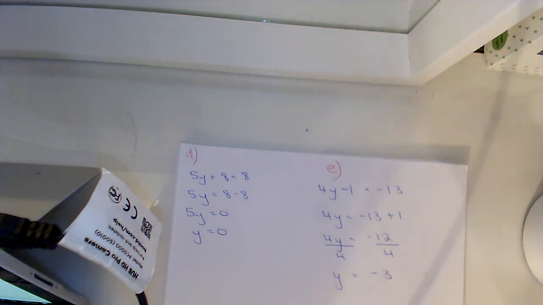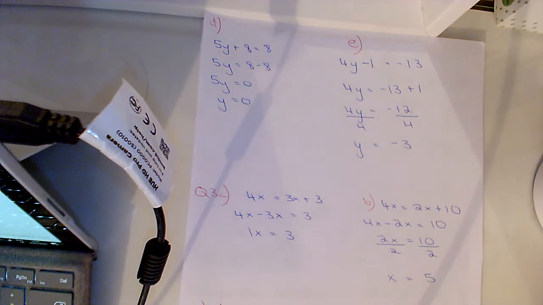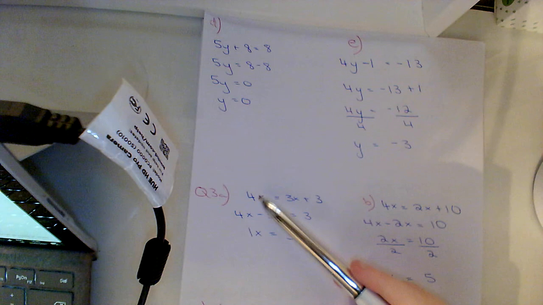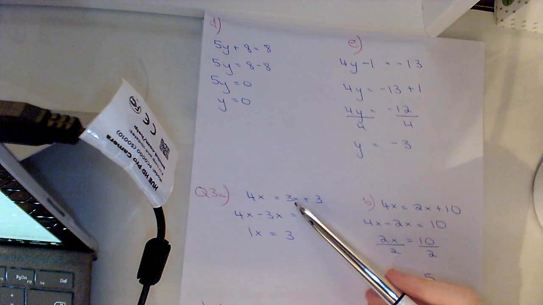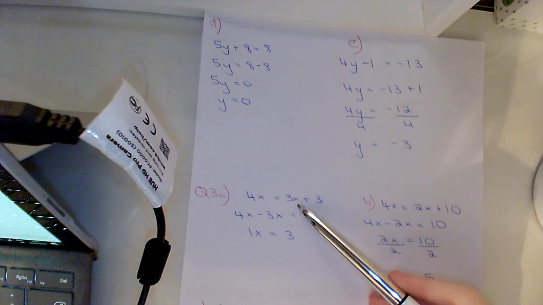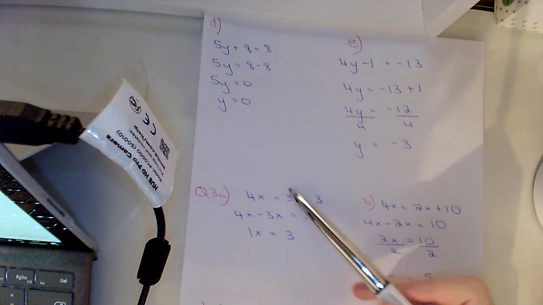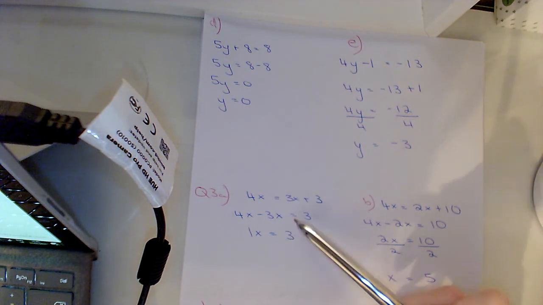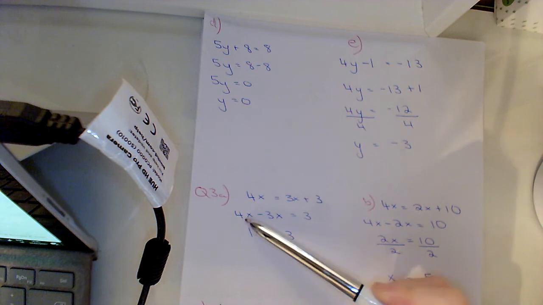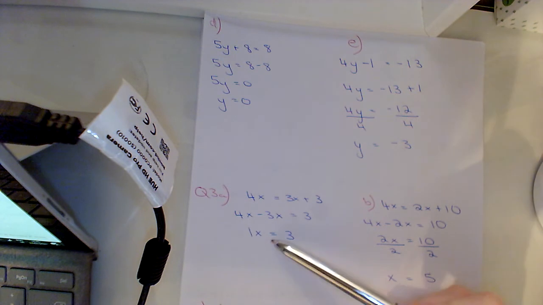Question 3, I have 4x is equal to 3x plus 3. So here I need to have letters on the left, numbers on the right. So this here is 4x. This letter, however, is on the right hand side. I need to bring it over to the left hand side. It's a positive 3x, so when it comes over, it becomes minus 3x is equal to 3. 4x take 3x is 1x is equal to 3, and that's question 3a solved.